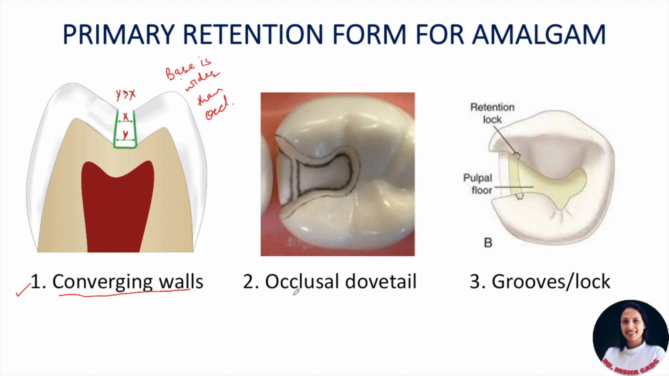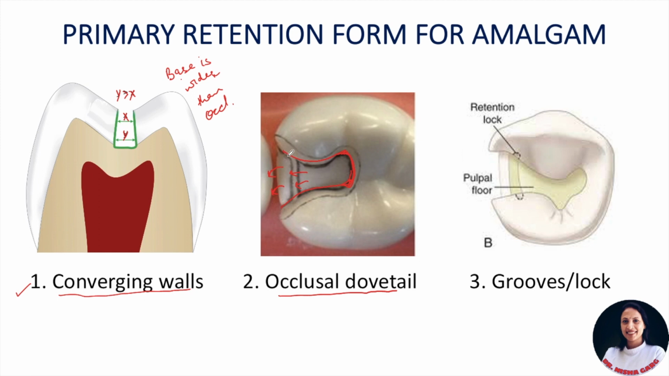The other feature of primary retention form for amalgam is giving the occlusal dovetail. Now, what does it mean? See, if we look at a class 2 preparation, the proximal box has only three walls: this wall, this, and this one. So, a retentive feature is required to prevent the horizontal sliding of the proximal part of the restoration out of this proximal box. For this, a dovetail is made on the occlusal portion of the class 2, like this, to provide retention against the horizontal displacement of the proximal part of the restoration.